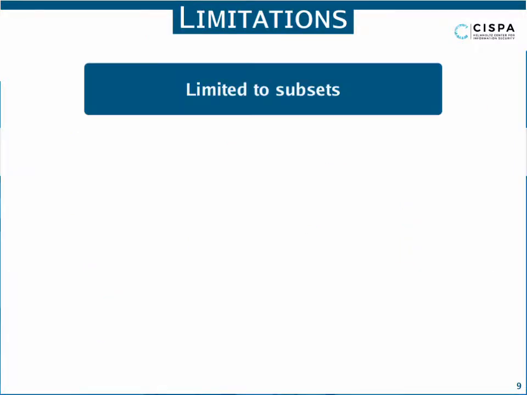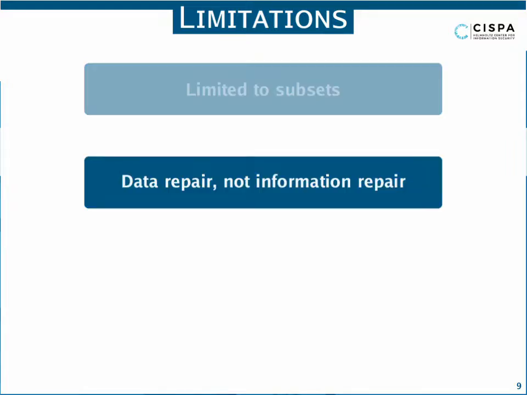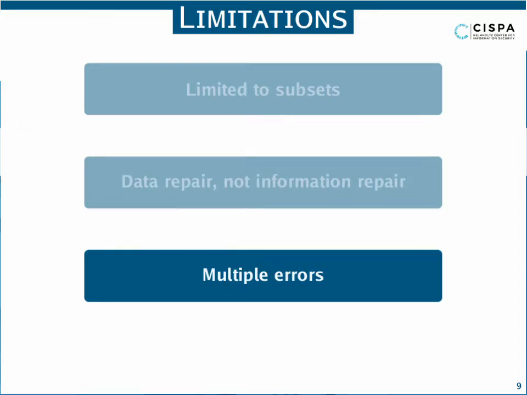There are some limitations in our approach, most importantly that we are limited to subsets, so we can only delete stuff from our invalid files when we repair them. We repair the data, not the information, so we cannot make any guarantee about the semantics of a repaired file. And when we have multiple errors in an invalid file, we can only repair all of them. We cannot repair multiple errors independently.